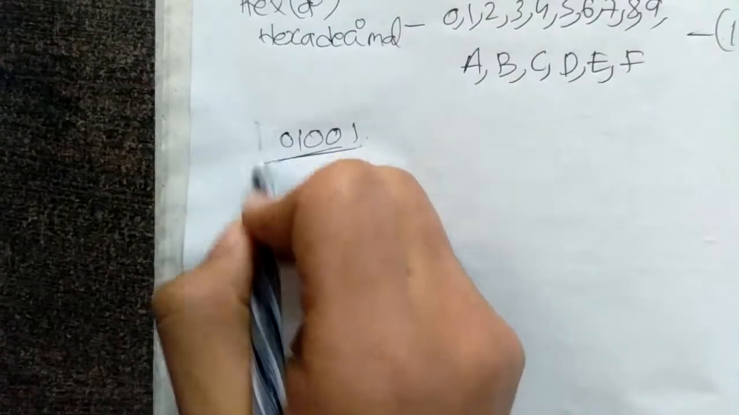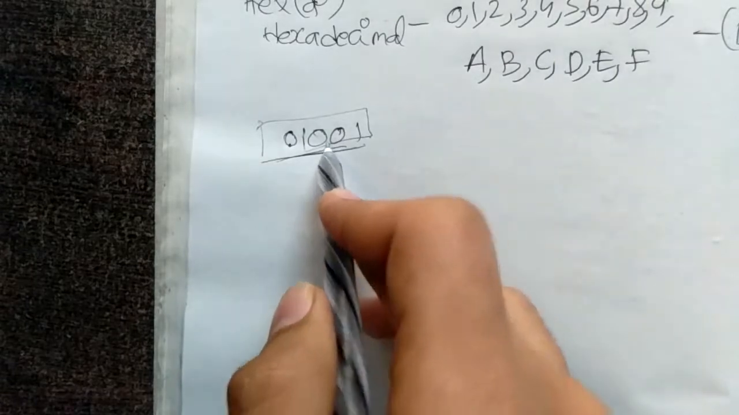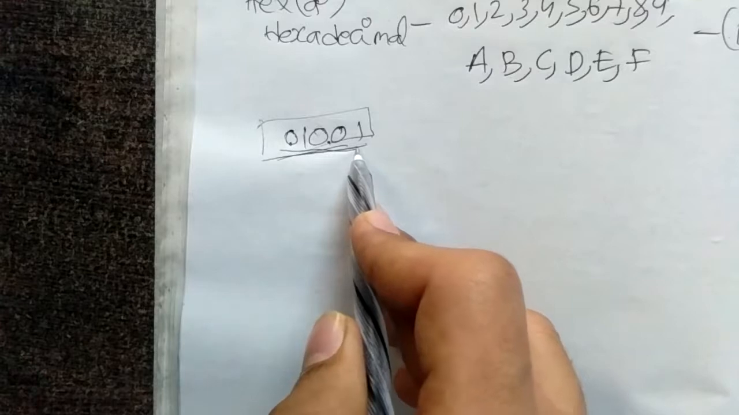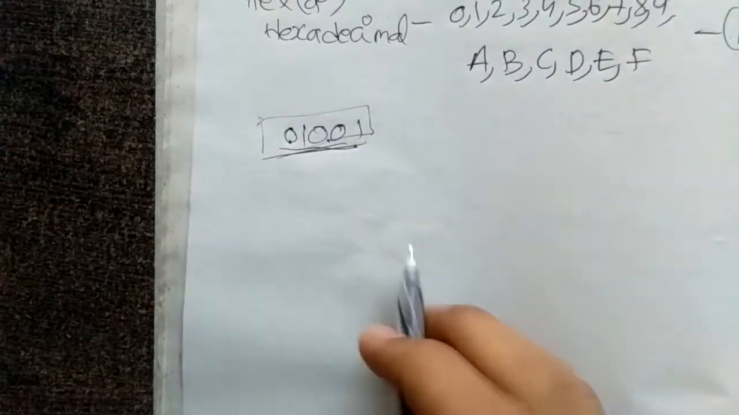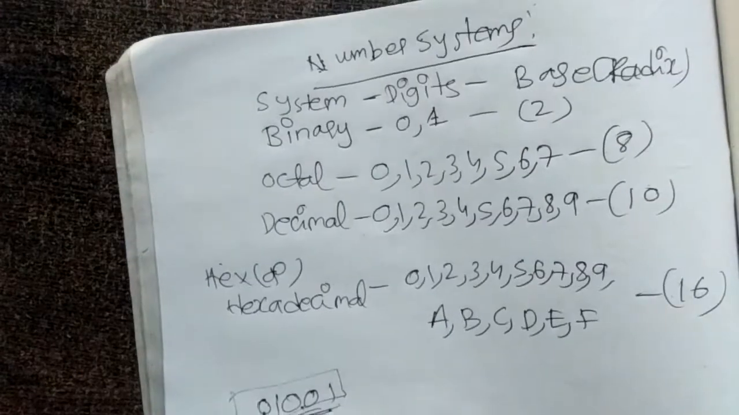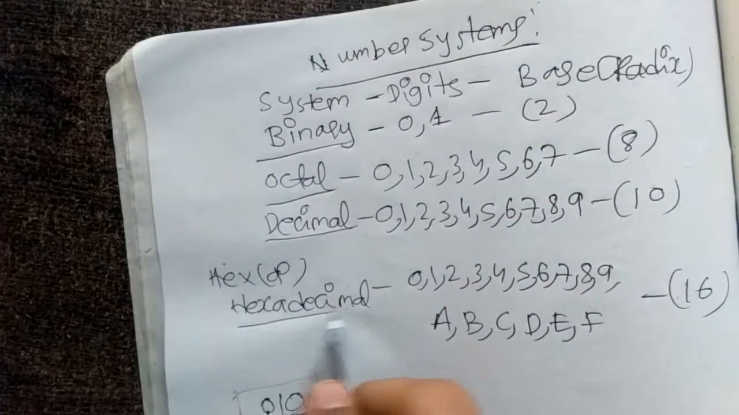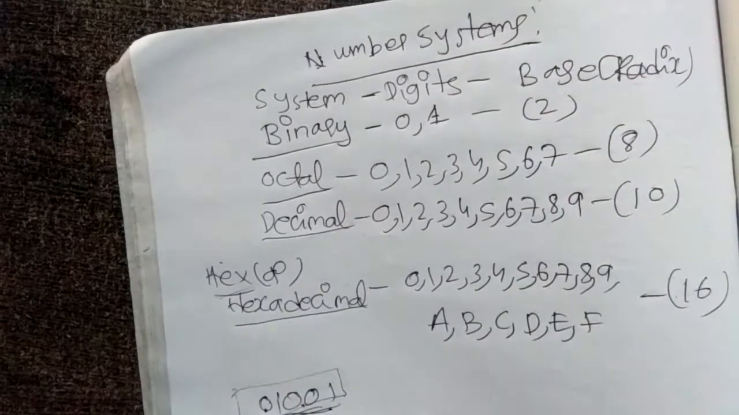We can't read what this means, but the computers were able to manipulate this. So, being unable to read the binary number system, we created some different number systems called the binary number system, octal number system, decimal number system, and hexadecimal, or you can shortly call it the hexadecimal system.